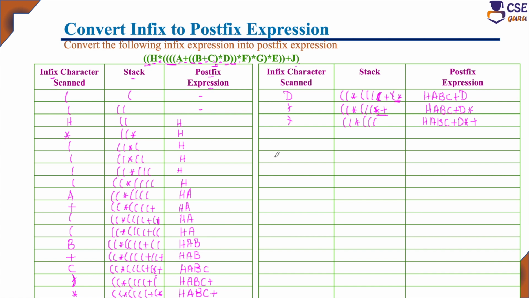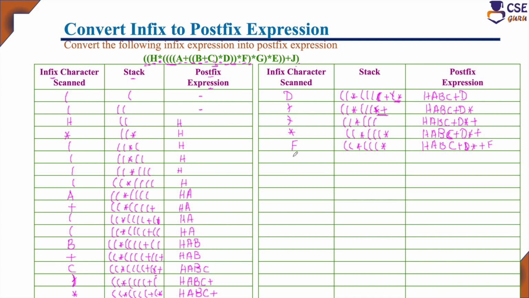Next is the star operator, and the top element of the stack is an open parenthesis only. So you can push this star operator into the stack. No need to do any comparison since the top element of the stack is not an operator, it is an open parenthesis only. And the postfix expression will be H A B C plus D star plus. And then it is F. F is an operand. If it is an operand, directly place it in the postfix expression. Now the postfix expression is H A B C plus D star plus and then F.